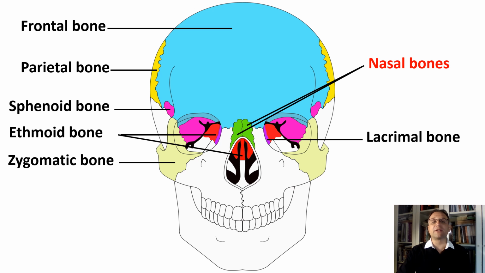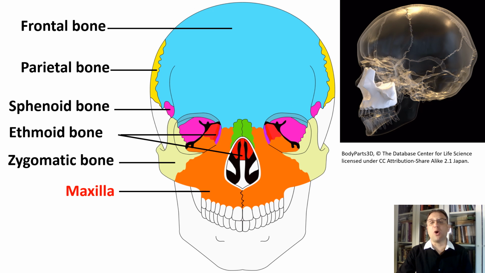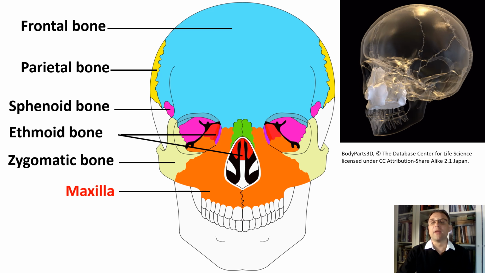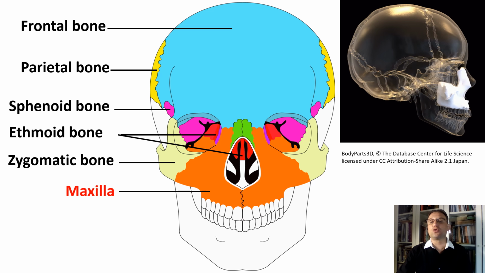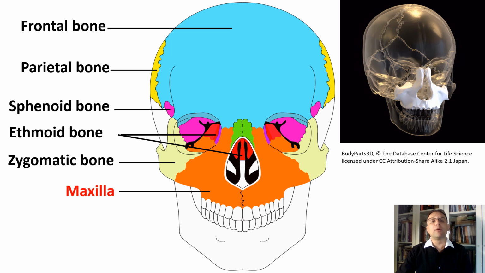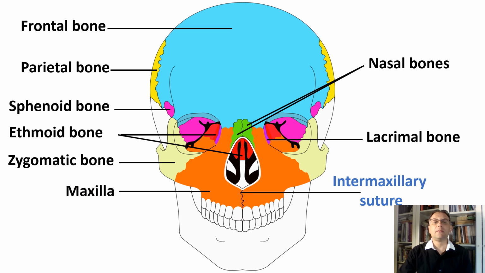The nasal bones are two small bones varying in size and form in different individuals. They are placed side by side at the middle and upper part of the face, and by their junction form the bridge of the nose. The maxilla is the bone that forms your upper jaw. The right and left halves of the maxilla are bones that fuse together in the middle of the skull, below the nose, in an area known as the intermaxillary suture.